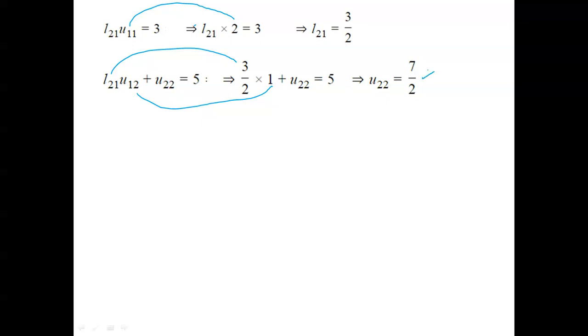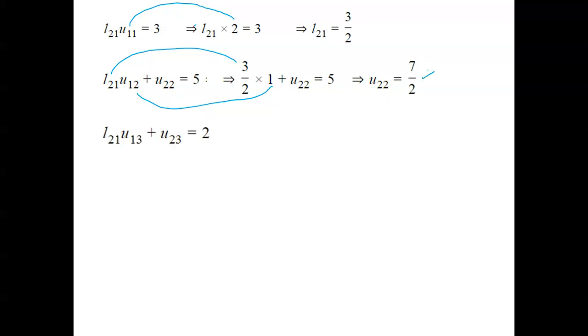Similarly, L21 U12 plus U22 equal to 5. Here L21 value is 3 by 2. Previously we identified that L21 equal to 3 by 2 into U12. In the previous slide we calculated the U12 value, plus U22 equal to 5. So that implies U22 equal to 5 minus 3 by 2. So 10 minus 3 by 2, that is 7 by 2.